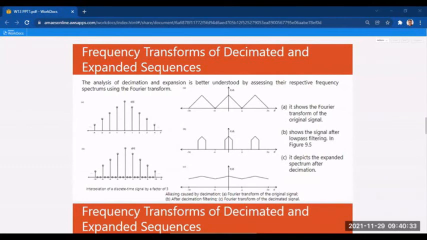Frequency transforms of decimated and expanded sequences. The analysis of decimation and expansion is better understood by assessing their respective frequency spectrums using the Fourier transform. So we have here our original signal, and this is the interpolated signal.